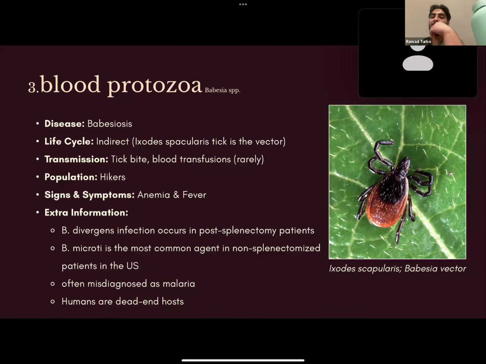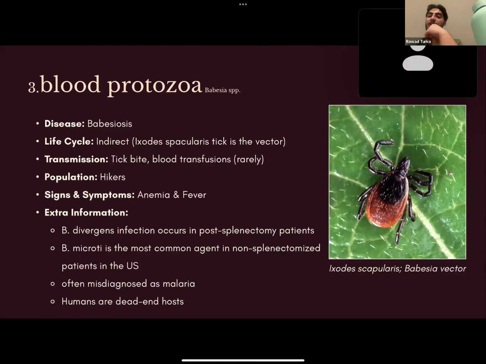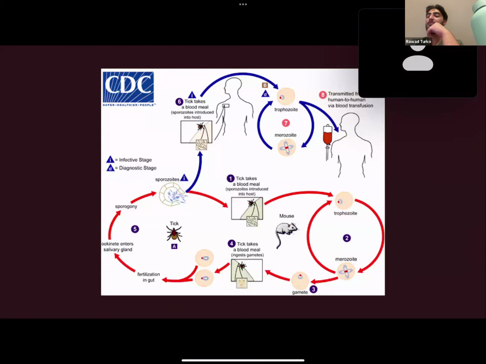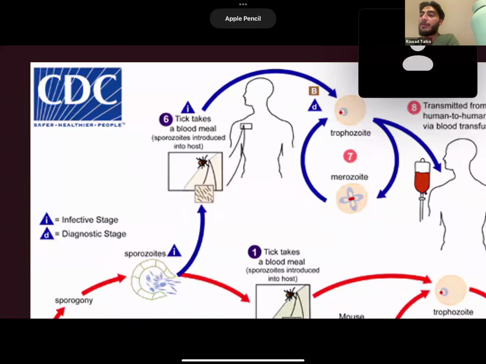So I mentioned that it's an indirect host. So it's an indirect life cycle. So the two different species would be the mouse and the tick. And sometimes accidentally it can end up in a human. Okay? So this is how it happens. Again, the sporozoites are introduced into the host from this tick.